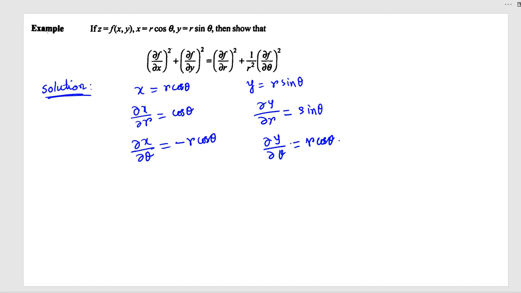Now we want to find out del z del r. What is it? Here it is.